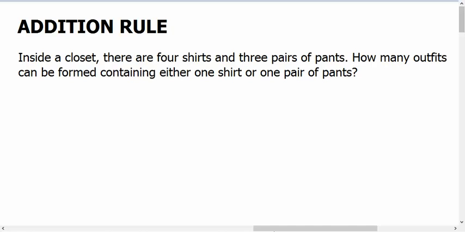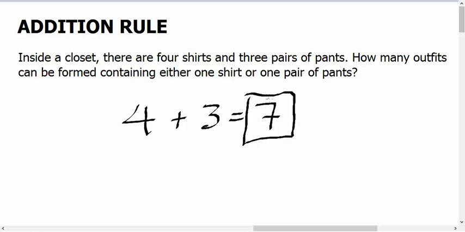You probably thought to yourself, well, if I'm taking 1 shirt, I can't take anything else. So for any shirt, I just got 4 of them. That's going to be 4 shirts. And if I'm taking a pair of pants, I can't take anything else. So that's just going to be 3 of those. So 4 plus 3, that's going to give me 7, right? So there's 7 outfits that contain either 1 shirt or 1 pair of pants from the shirts and pants in this closet.